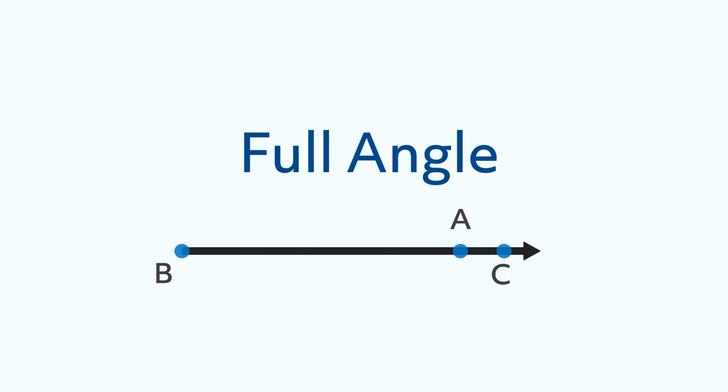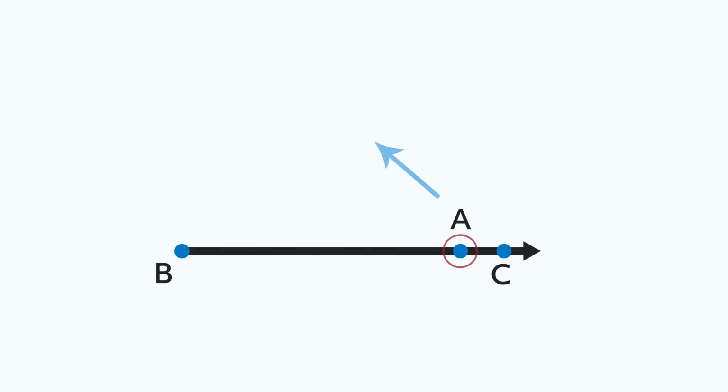But before we get to that, let's look at the other oddball. This one doesn't look like an angle at all, but in fact, it's called a full angle. Imagine we rotated point A counterclockwise, with point B staying where it is, until it lined up with point C again. How many degrees is that? It's all the way around the circle, which we know is 360 degrees.